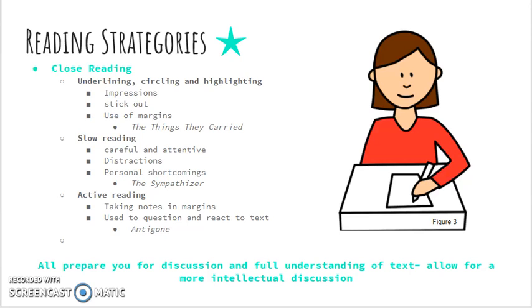There were multiple details that were really confusing when we read The Sympathizer, so I definitely used slow reading when I read that just because the plot was a little more difficult to understand, and the narrator of the story was difficult to understand, so I definitely used slow reading with that.